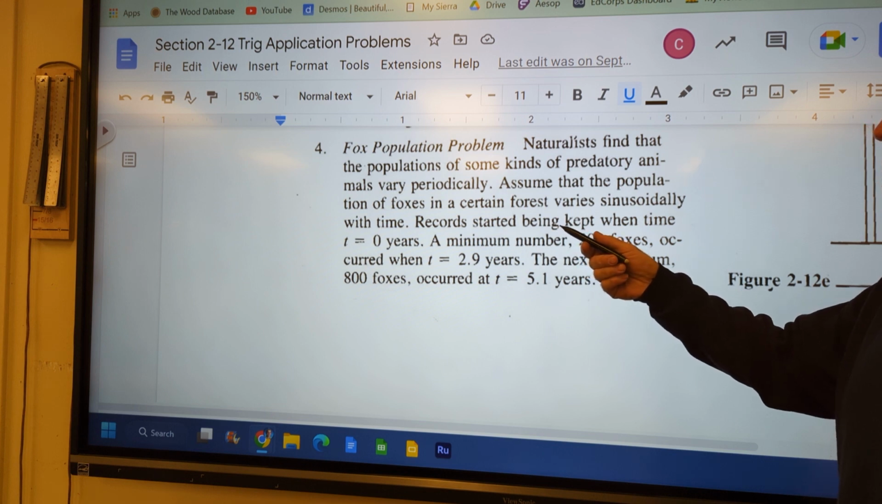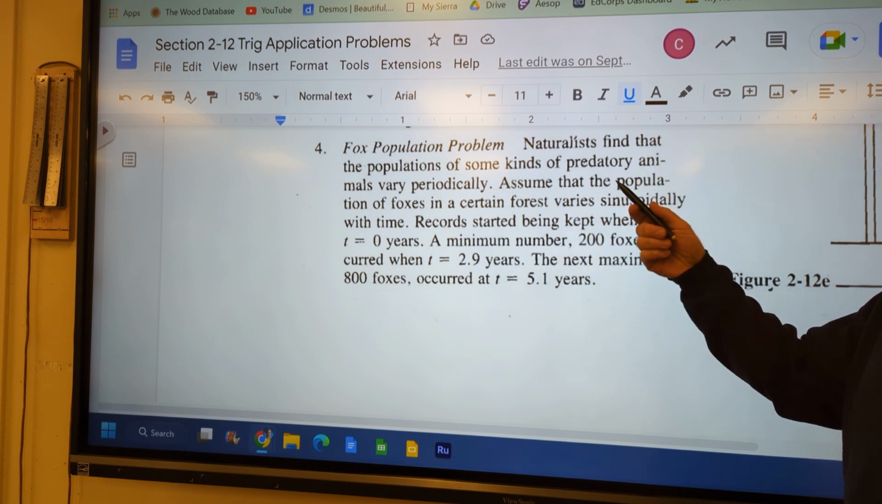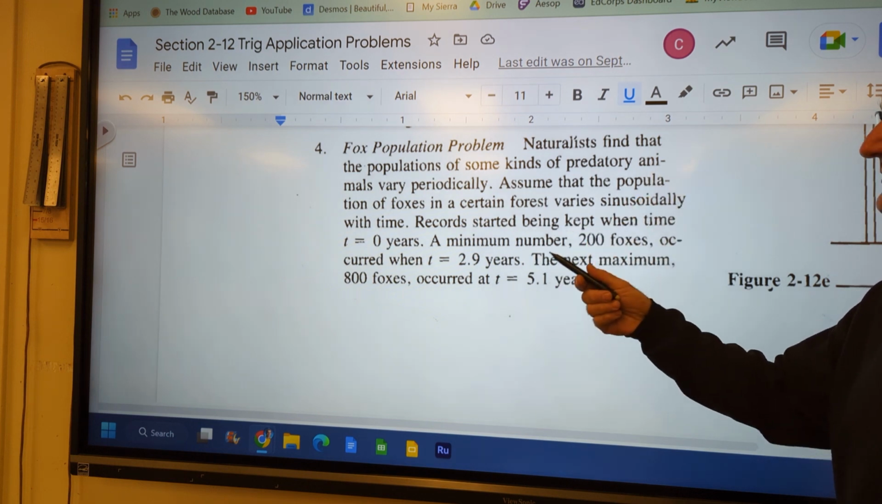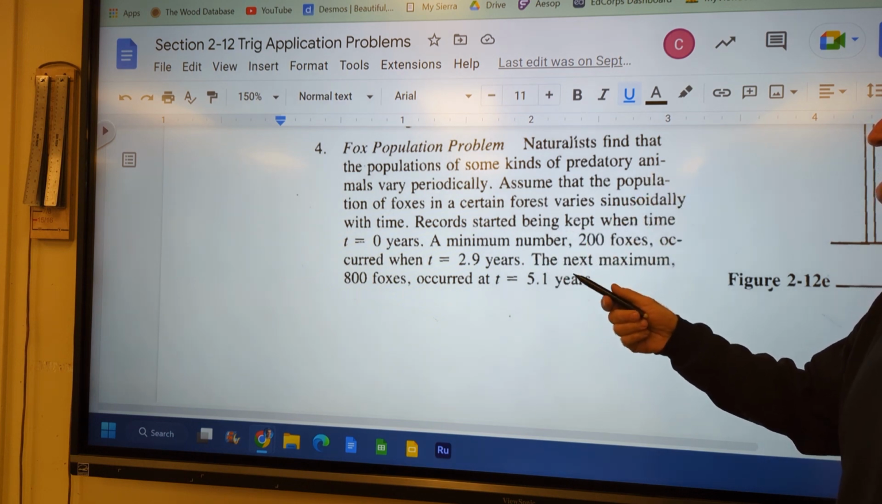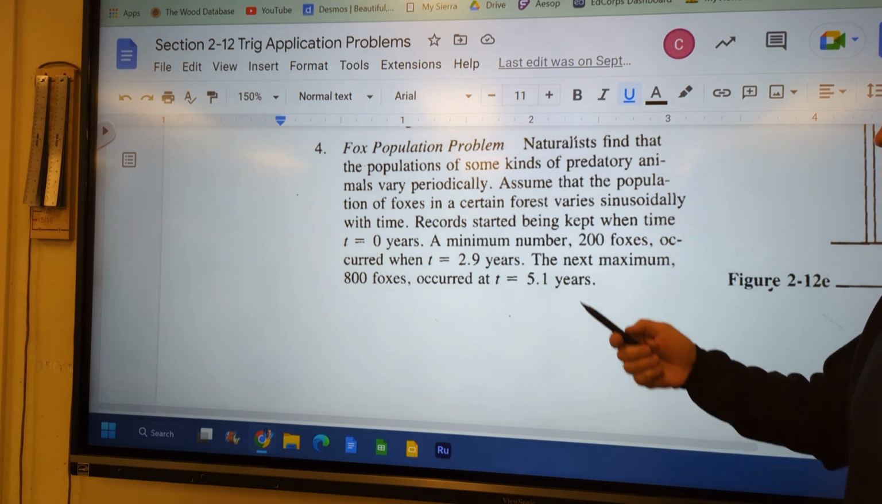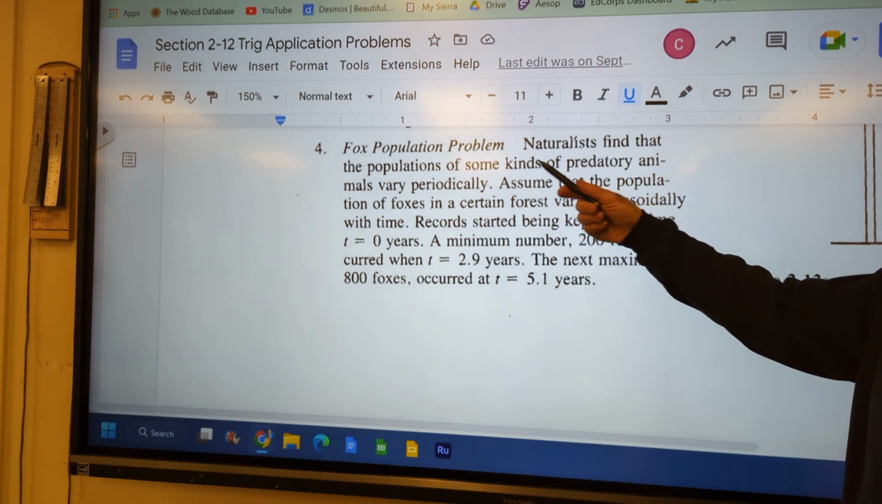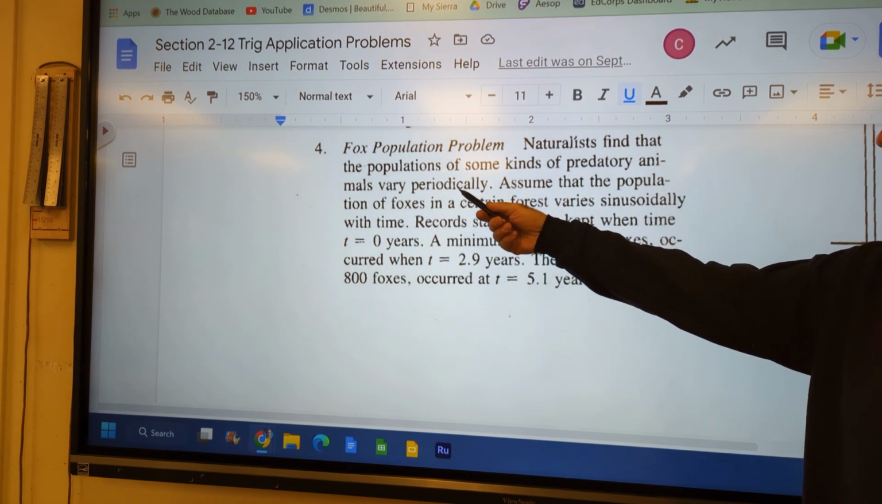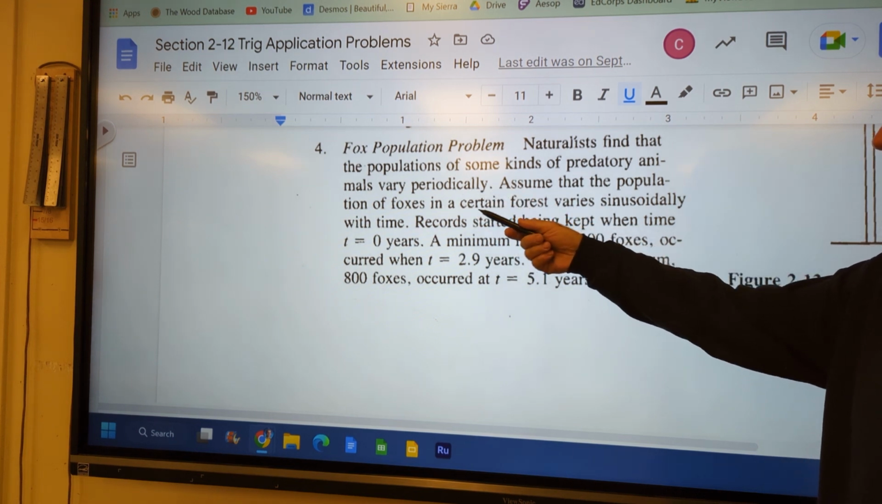Here's a trigonometry problem, an application problem. Given a scenario, you have to create a graph, and then from that graph, you have to create an equation. And then with that equation, you're going to use it as a model. So a fox population: naturalists find that the population of some animals are periodic, so you know it's going to be a sine or cosine wave.